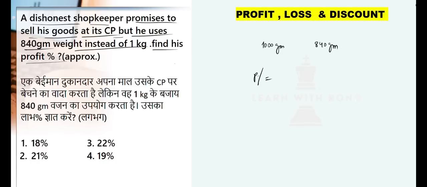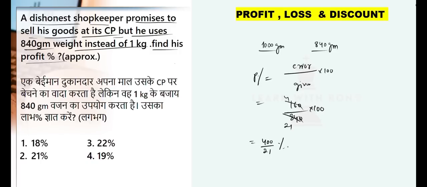Dishonest shopkeeper profit percentage formula: error value by given value multiplied by 100. See what is the error value here? He has to give 1000, but he is giving 840, which is 160 less. Given value, he is giving 840, multiplied by 100. So we got 400 by 21 percentage, or 21 ones are 21, and you will be left with 19, so 19 point something, which is option number 4.